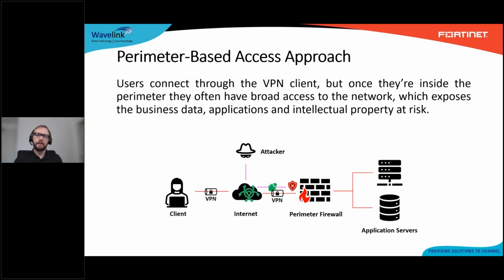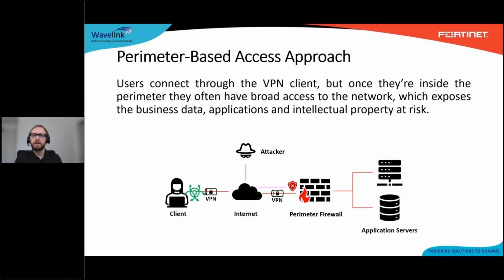So having a look at the perimeter-based access approach, with traditional VPNs, users connect through the VPN client to a VPN gateway, and this is done to establish a secure connection from their device to the corporate network. This is what's known as the perimeter-based access approach.